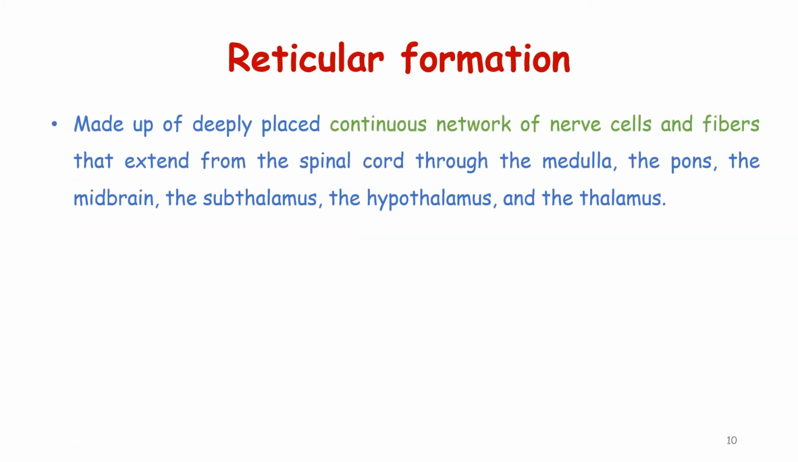The reticular formation is not anatomically well defined. It resembles a net, or reticulum. It is made up of a deeply placed continuous network of nerve cells and fibers that extend from the spinal cord through the medulla, the pons, the midbrain, the subthalamus, the hypothalamus, and the thalamus.